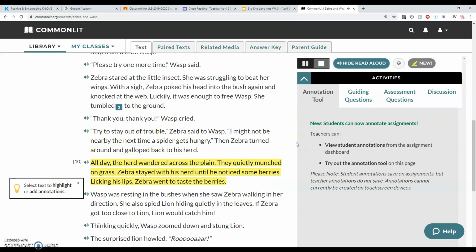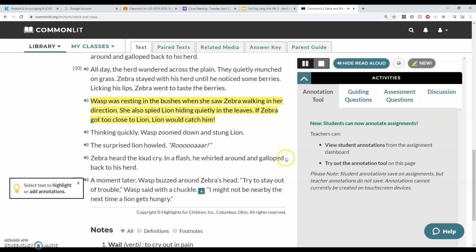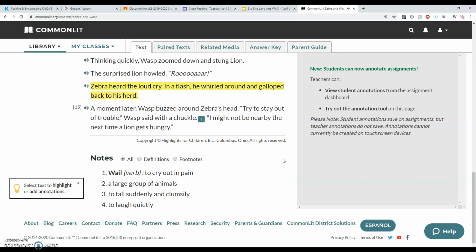All day, the herd wandered across the plain. They quietly munched on grass. Zebra stayed with his herd until he noticed some berries. Licking his lips, Zebra went to taste the berries. Wasp was resting in the bushes when she saw Zebra walking in her direction. She also spied Lion hiding quietly in the leaves. If Zebra got too close to Lion, Lion would catch him. Thinking quickly, Wasp zoomed down and stung Lion. The surprised Lion howled, "Roar!" Zebra heard the loud cry. In a flash, he whirled around and galloped back to his herd. A moment later, Wasp buzzed around Zebra's head. "Try to stay out of trouble," Wasp said with a chuckle. "I might not be nearby the next time a lion gets hungry."